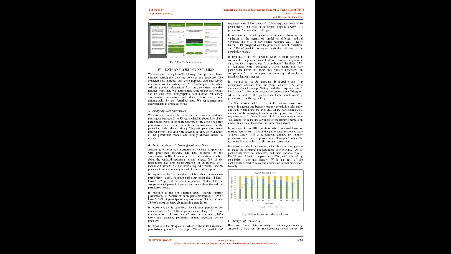Analyzing user information, we also notice most of the participants are highly educated, and their age is between 21 to 35 years, which is about 80% of the participants. Most of them are unaware of the device resource permissions, and most users favor improvement in the protection of their device privacy. The participants also trusted that their privacy and data were secured, but they were unaware of the permission models and blindly allowed access to resources.